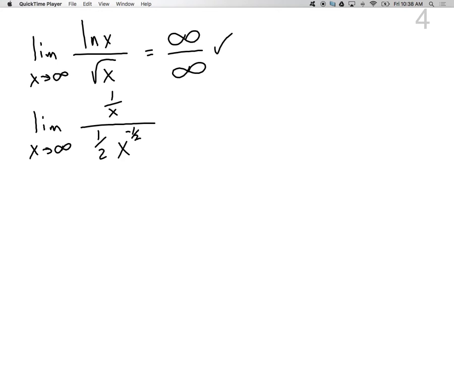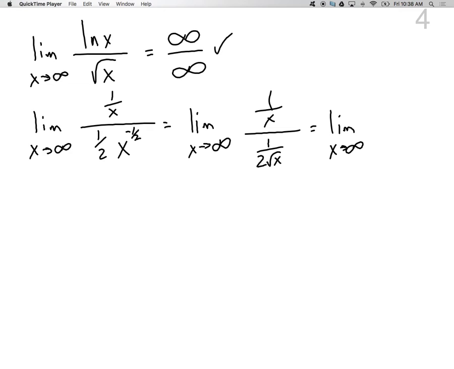Before I plug and chug again, because I don't really want to do 1 over infinity and all that other stuff, I'm going to clean that fraction up a little bit. So this becomes the limit as x approaches infinity of, I'll leave that alone, and then the bottom becomes 1 over 2 square root of x. So therefore this becomes a limit as x approaches infinity of, dividing by multiplying by the reciprocal. Is that what you said? Yeah. Good, we're on the same page. Sid!